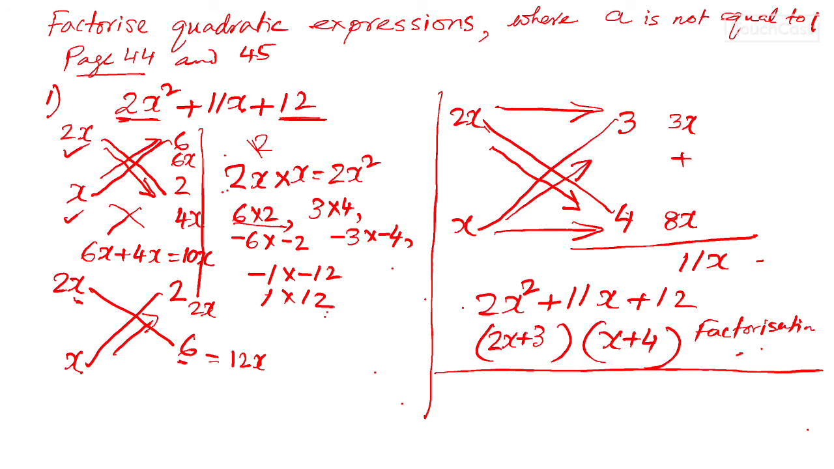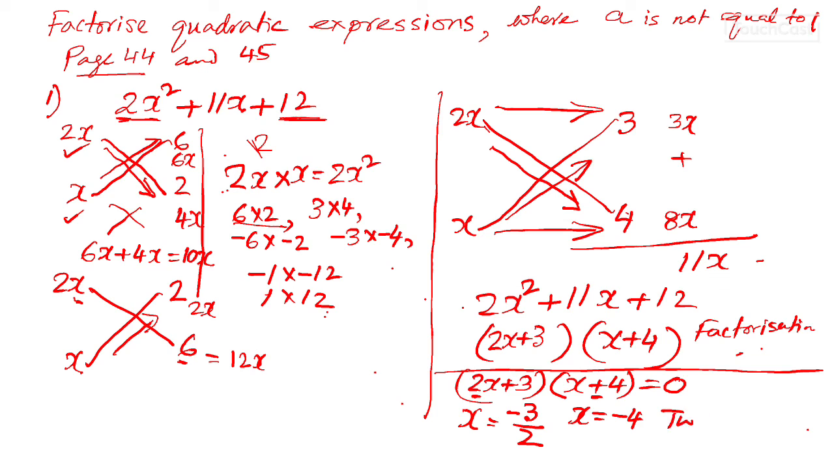Now let me change it to an equation: 2x plus 3 times x plus 4 equals 0. If that is one of the questions, then the solutions will be x equals -4. See, I changed the sign. And the other one will give you x equals, reverse the sign, -3 divided by 2. And these are the two solutions for the quadratic. I will stop there because it's getting lengthy.